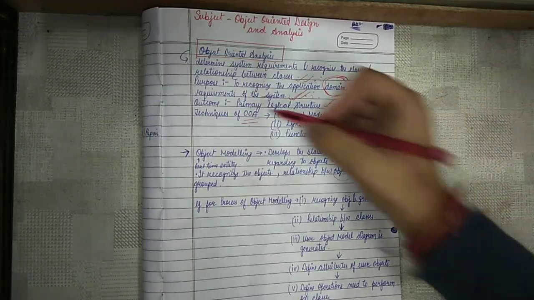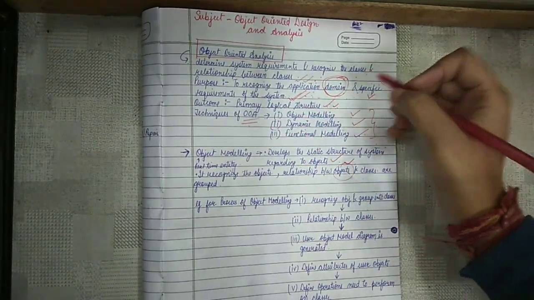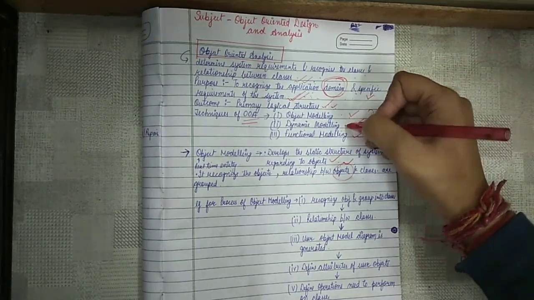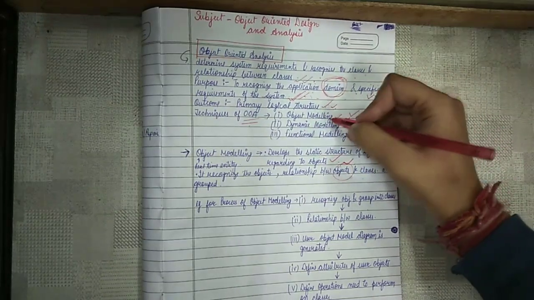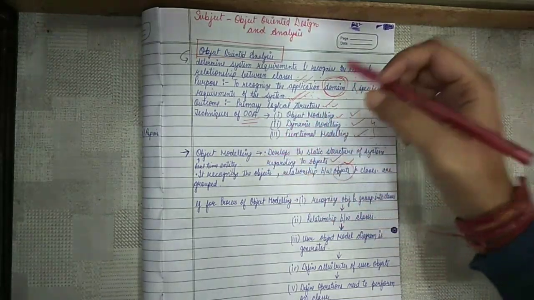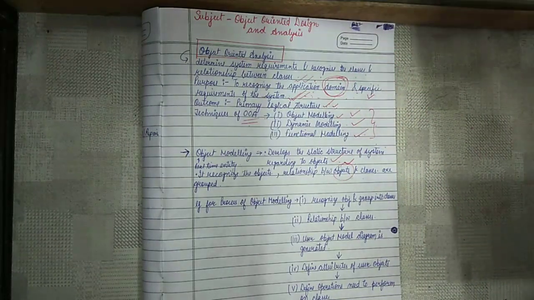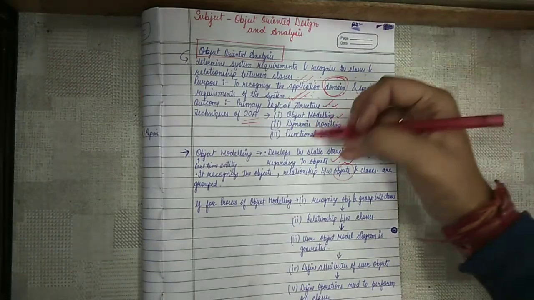Then comes the techniques of object-oriented analysis. There are three techniques in object-oriented analysis, that are object modeling, dynamic modeling, and functional modeling. First, we are going to cover object modeling. What is an object? Object is a real-time entity. It is the different parts of a class. We have different objects in a particular class.